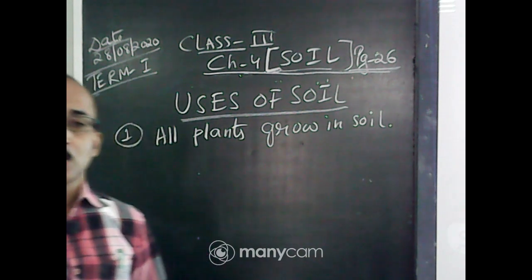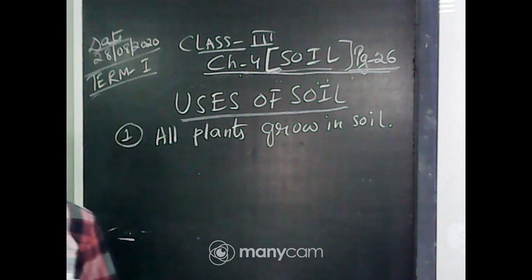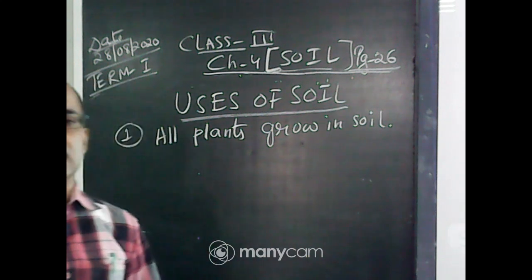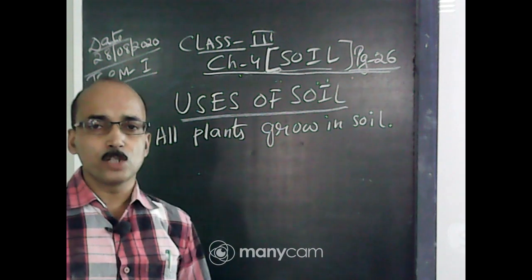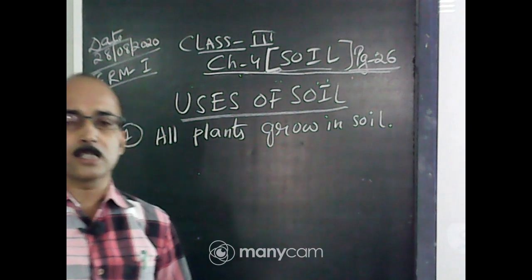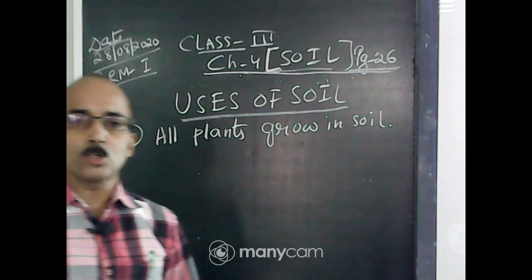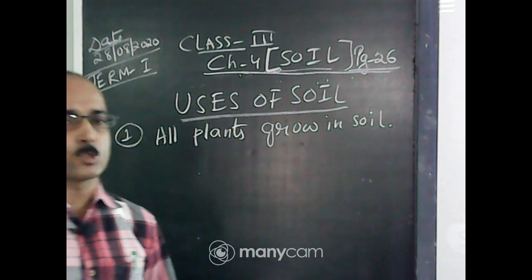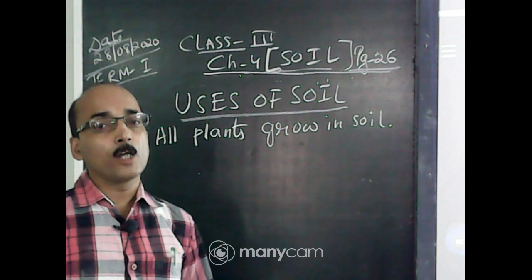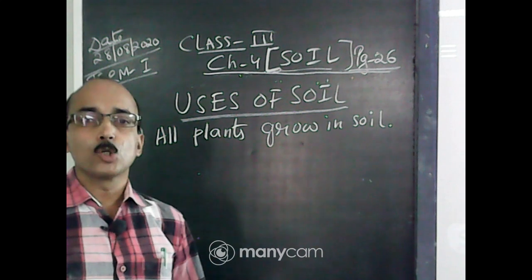So, what is it telling? All plants grow in soil. It means that soil contains dissolved minerals in it, and also it contains water. This water and these minerals the plants need for their proper growth. Without soil, plants have no other space to grow, they only grow in the soil. And if there are no plants in the soil, what will happen? We will have no food.